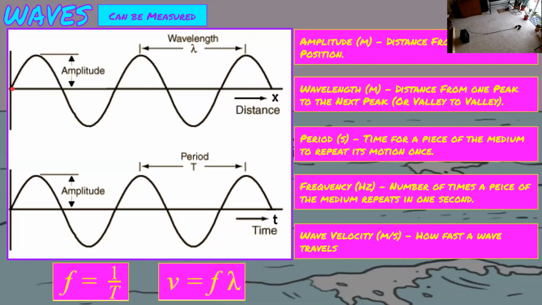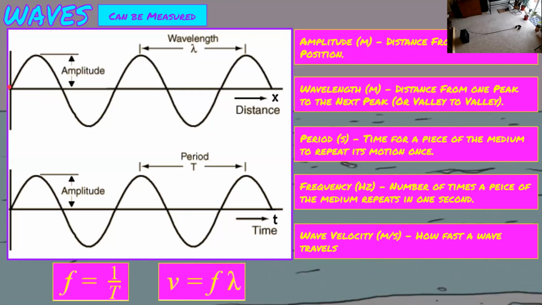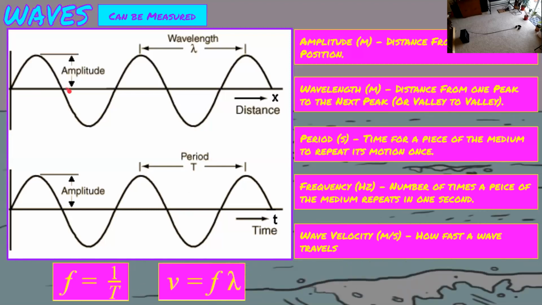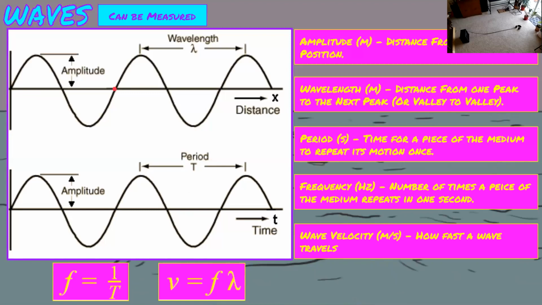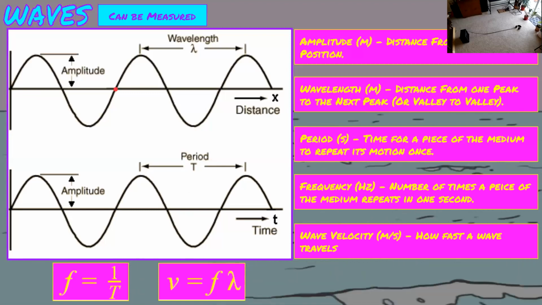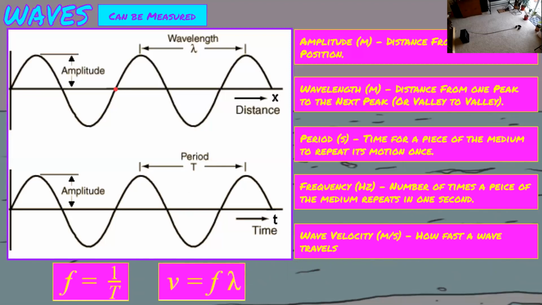If I wanted to measure the wavelength from here, it would be crossing over and going up, so I'd have to follow that and see where it happens again, which is right here. So one wavelength would be from the start to right here. We can also measure the period of a wave.